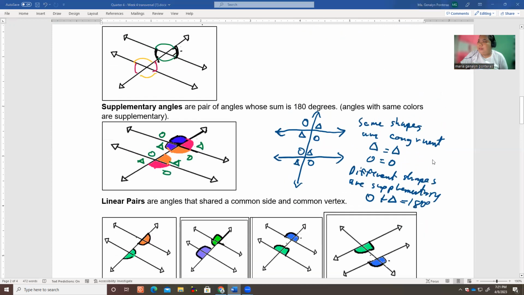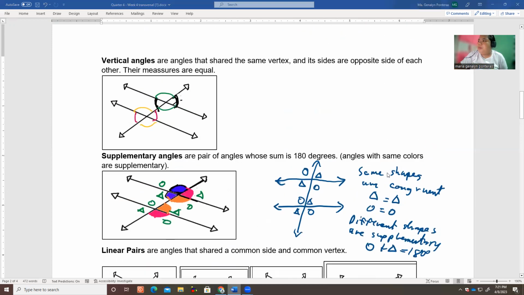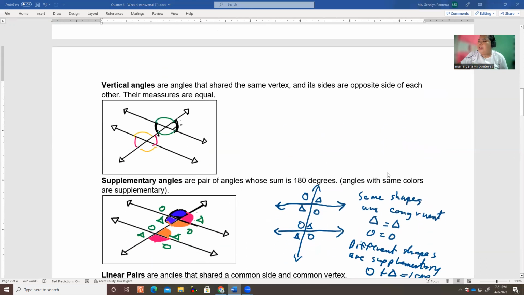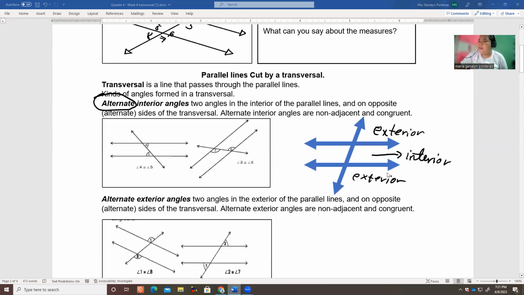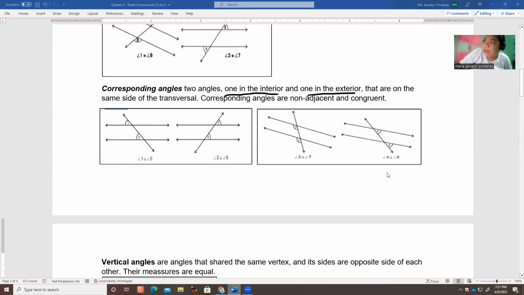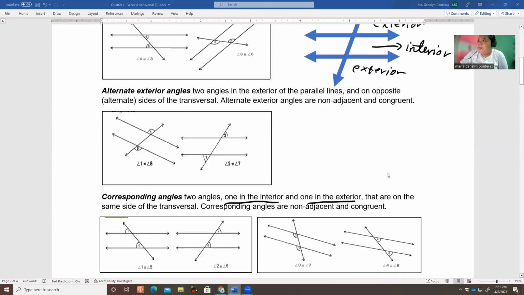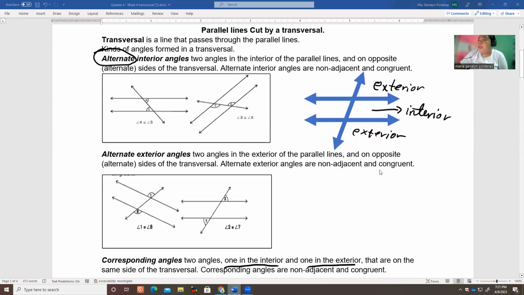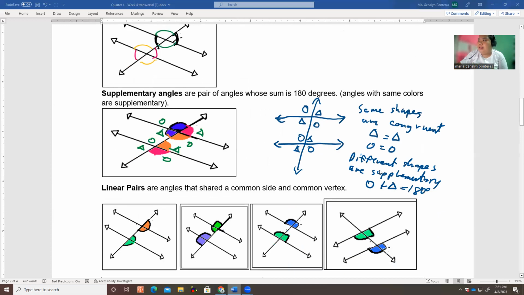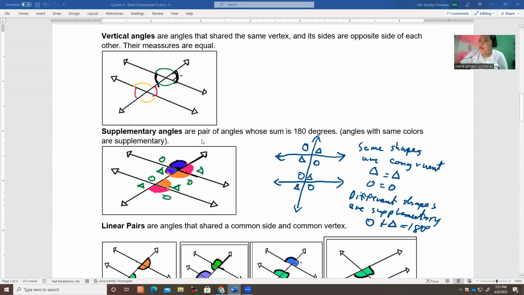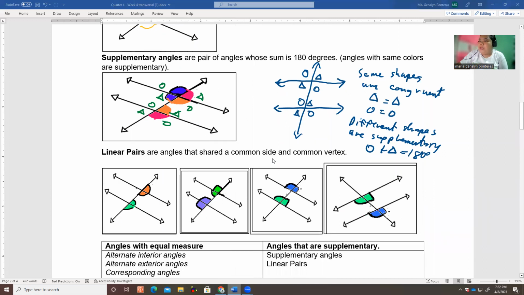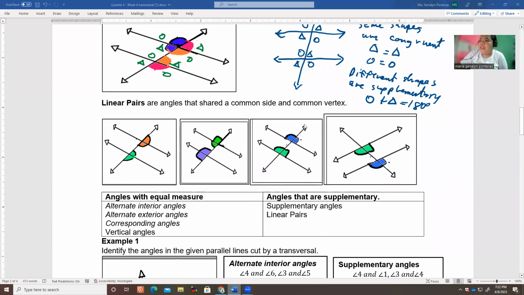So this will be helpful just in case you forget the pairs of angles formed by parallel lines cut by a transversal. You forget the names, but this will be helpful, especially when you are including congruent triangles. So this will be a technique to memorize or be familiar with the angles formed by parallel lines cut by a transversal.